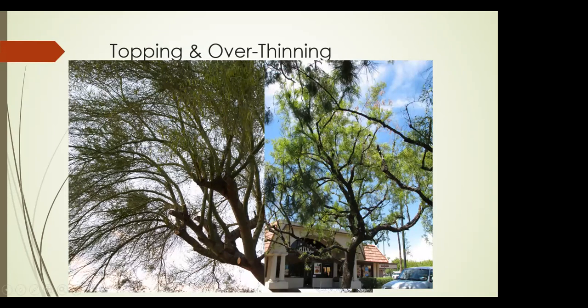This is overthinning. This is a bad thing. Topping is bad for trees, but so is overthinning. So this tree has obviously been overthinned. This is an African sumac. They do not look like this in nature. This tree has been laced out for the appearance. Whoever the owner is wanted to have a tree that was open and lacy.